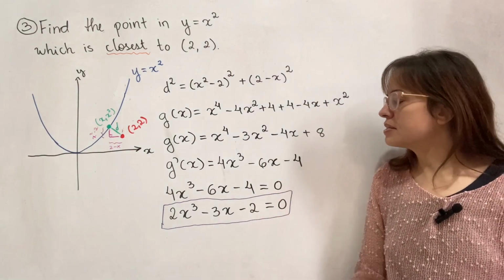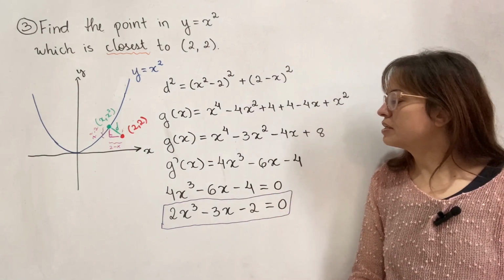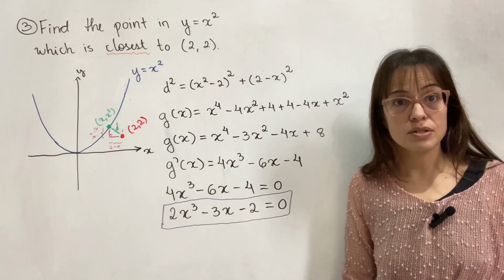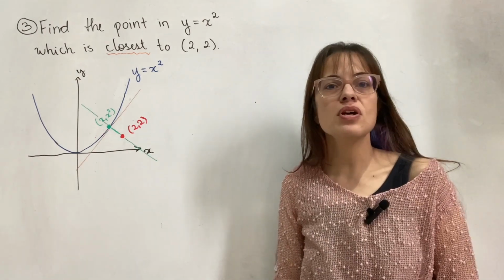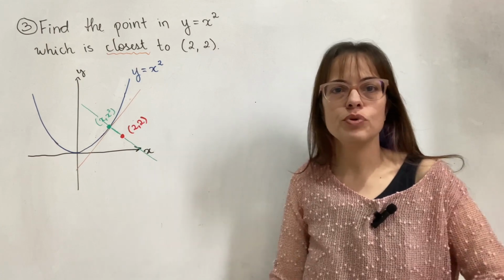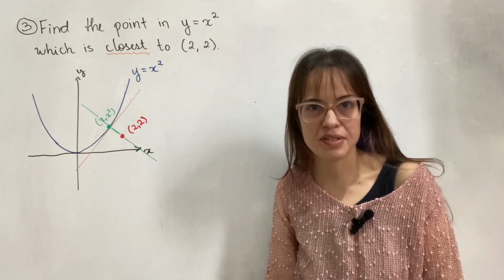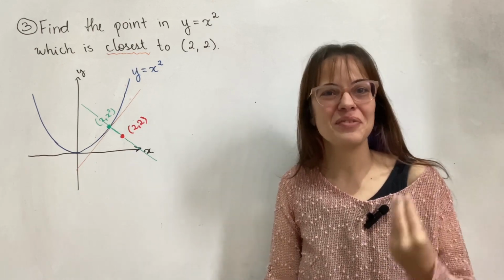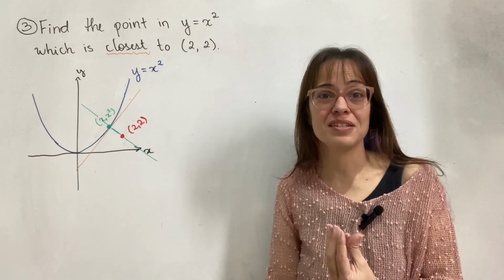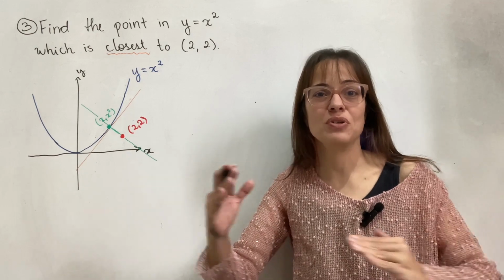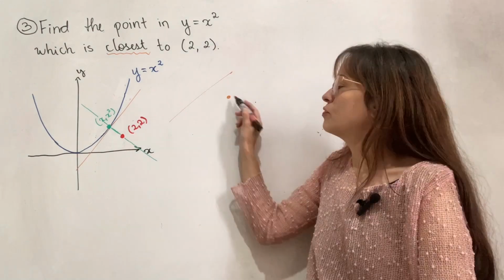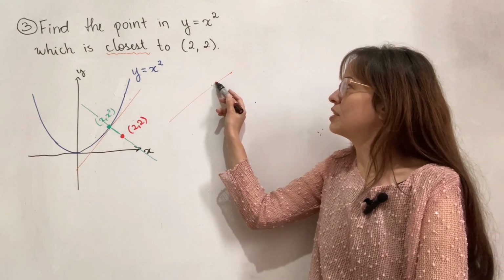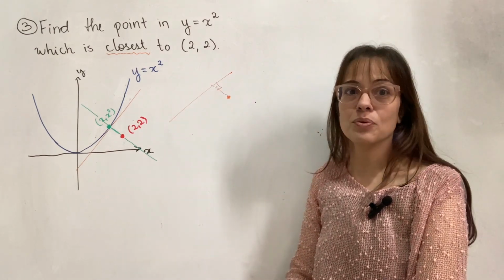Anyway, this equation is disappointing because I don't know how to solve it. Let me erase this and try a second strategy. So the other beautiful thing that we know about shortest distance, and this is really specific, is that it needs to be on a perpendicular line. For example, the shortest distance from this point to this line is this one that makes this 90-degree angle there.